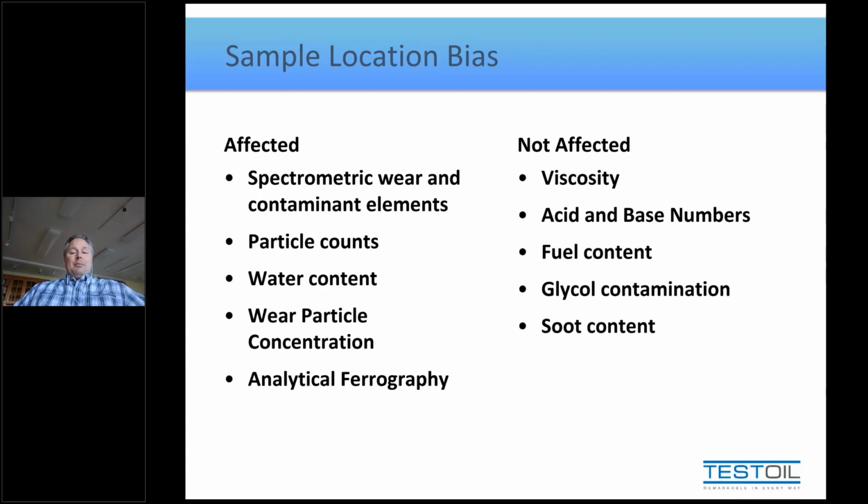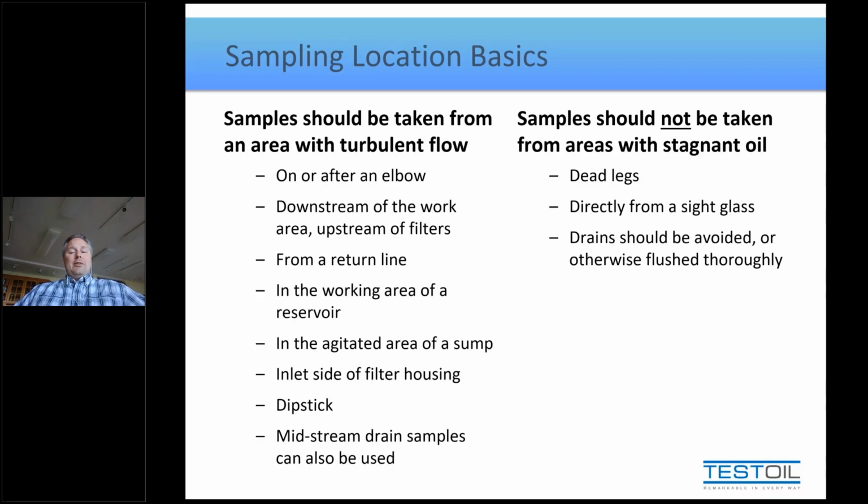Now, what we're looking for when it comes to a sample point location is to make sure that we have live circulating hot oil. And generally where we can find that is within the normal flow of the oil. Generally, we prefer to get it on or after an elbow, upstream of a filter, downstream of a pump. And you can keep reading down the list on the left there and see other things that help give you good circulating live oil.